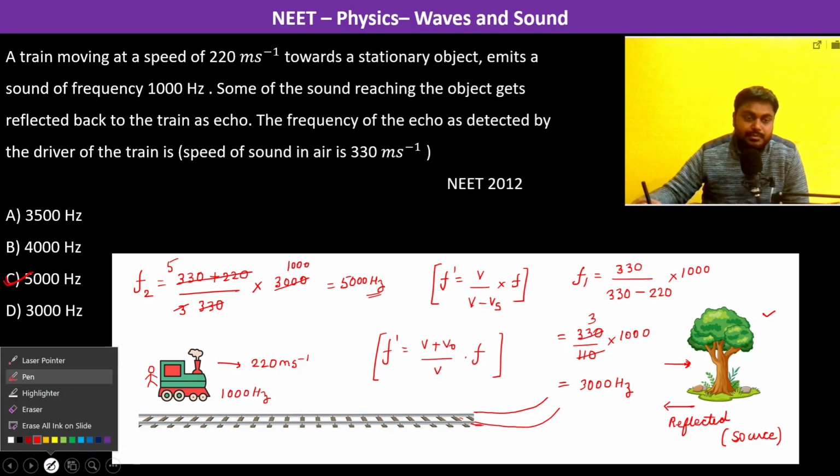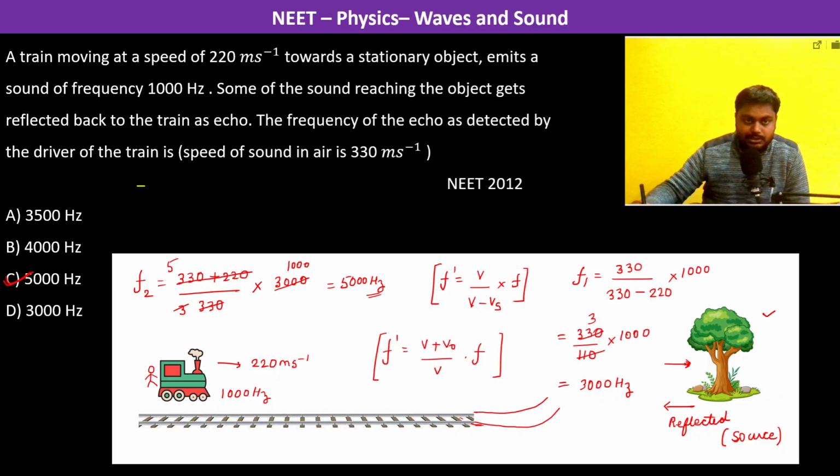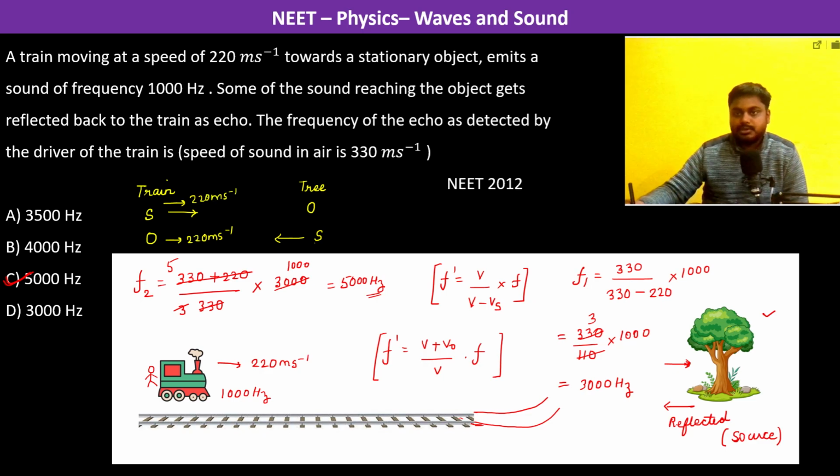I'll just summarize. First, what we considered was the train as the source and the tree as the observer, and the source is moving towards the observer. In the second case, because it is now being reflected, the tree acts as source and the train's driver acts as observer, and this observer is moving with a velocity of 220 meters per second. In the first case, the source was moving with a velocity of 220 meters per second. Thank you.